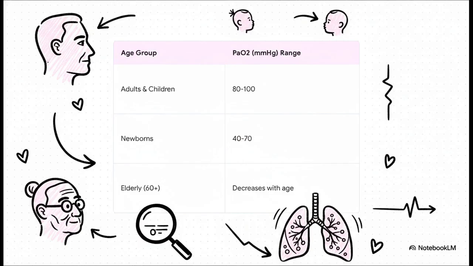Now, a crucial point here is that our target PaO2 isn't one single number. It's highly dependent on age. For most adults breathing room air, yes, we're aiming for 80 to 100 mmHg. But for newborns, you can see the target is much lower. And importantly, as our patients age, their baseline PaO2 gradually decreases due to age-related changes in closing capacity. This table gives you the key reference ranges, and that little formula at the bottom is actually a very handy tool for estimating what a reasonable PaO2 might be for an elderly patient.